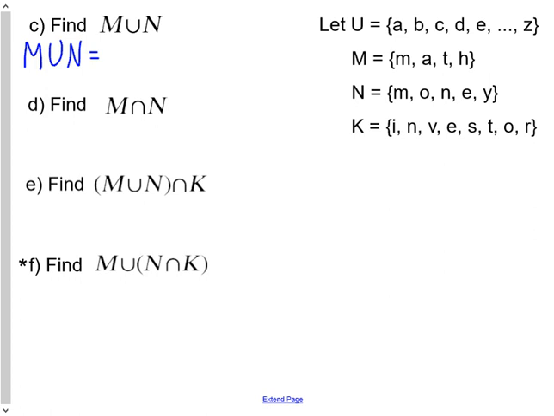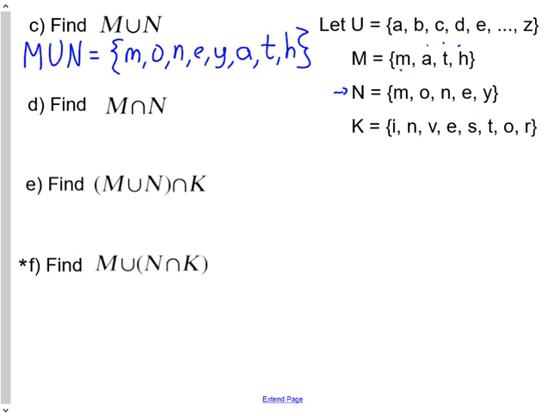So M union N is the elements in both M and N. I'll start with N, which is money, a little bit longer word than math, so writing the letters in the word money and then adding what's missing. We already have an M, we don't have A, we don't have T, we don't have H, so adding the letters A-T-H to the end of that. So M-O-N-E-Y, A-T-H are my letters in M union N.